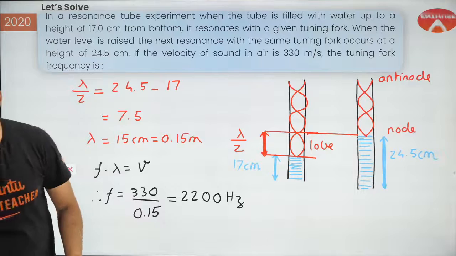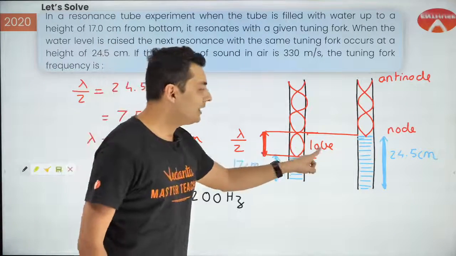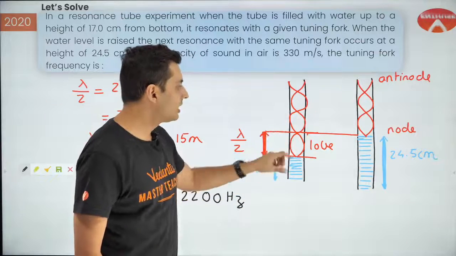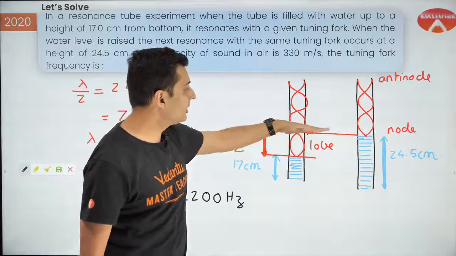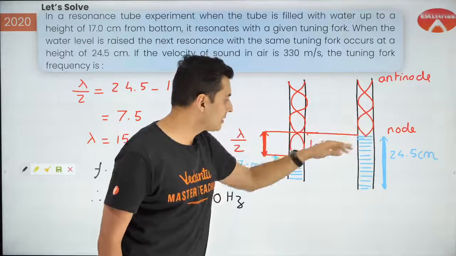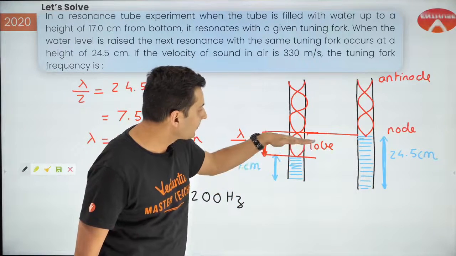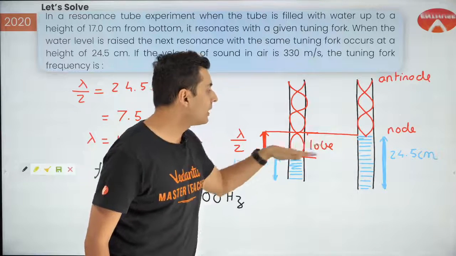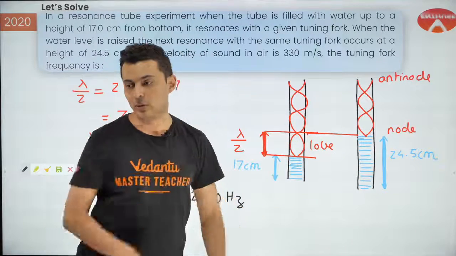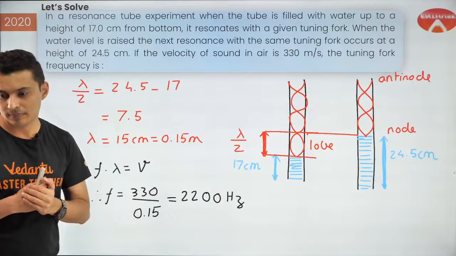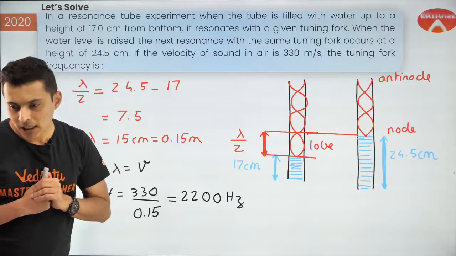Why is one lobe formed? See, the first resonance happens at 17 centimeters. The next resonance happens at this 25 centimeters. So remember, there must always be a node here. That means when the water is filled, it should reach the next node to get the successive resonance. So that's why the increase in the height must correspond to one lobe. I hope that's clear.